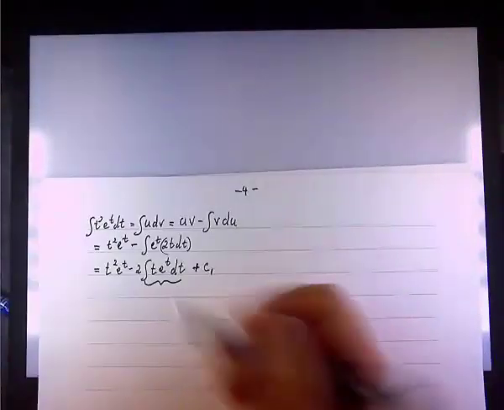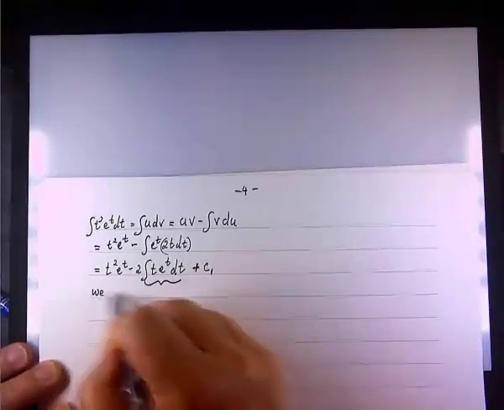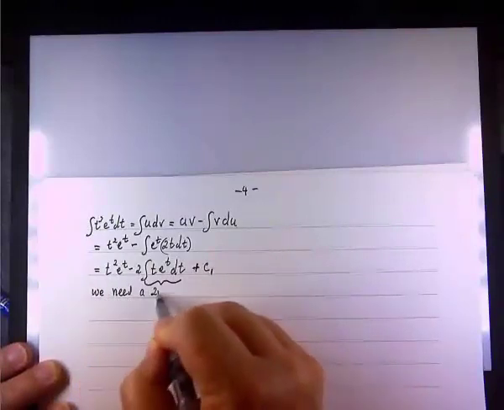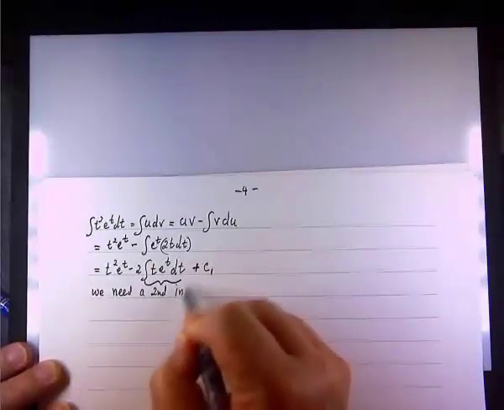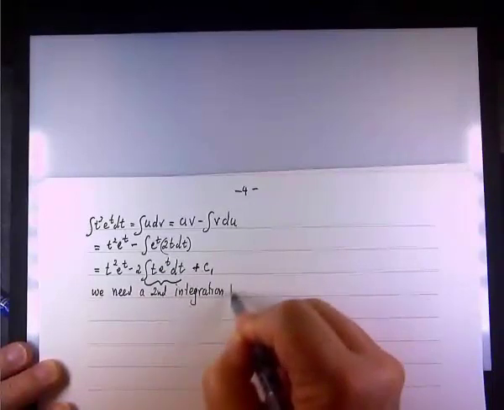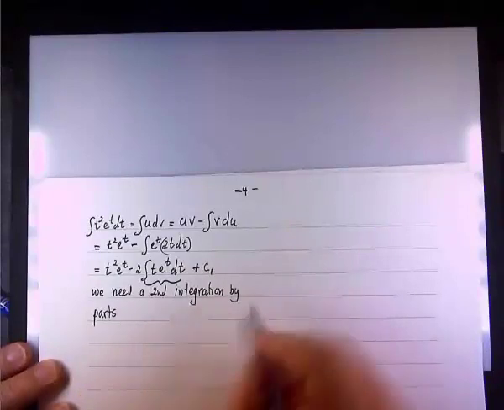I have another product, or something that looks like a product, that I need to undo. So it turns out that we need to do another integration by parts. So we need a second integration by parts.